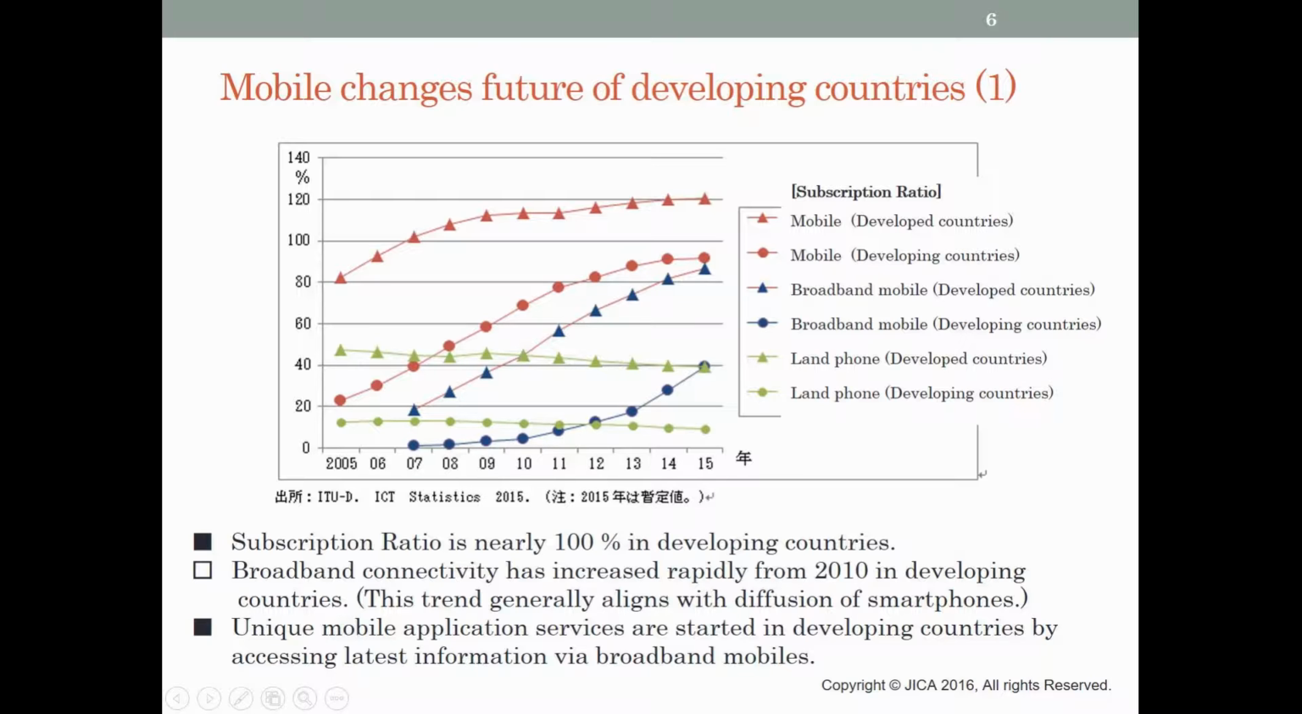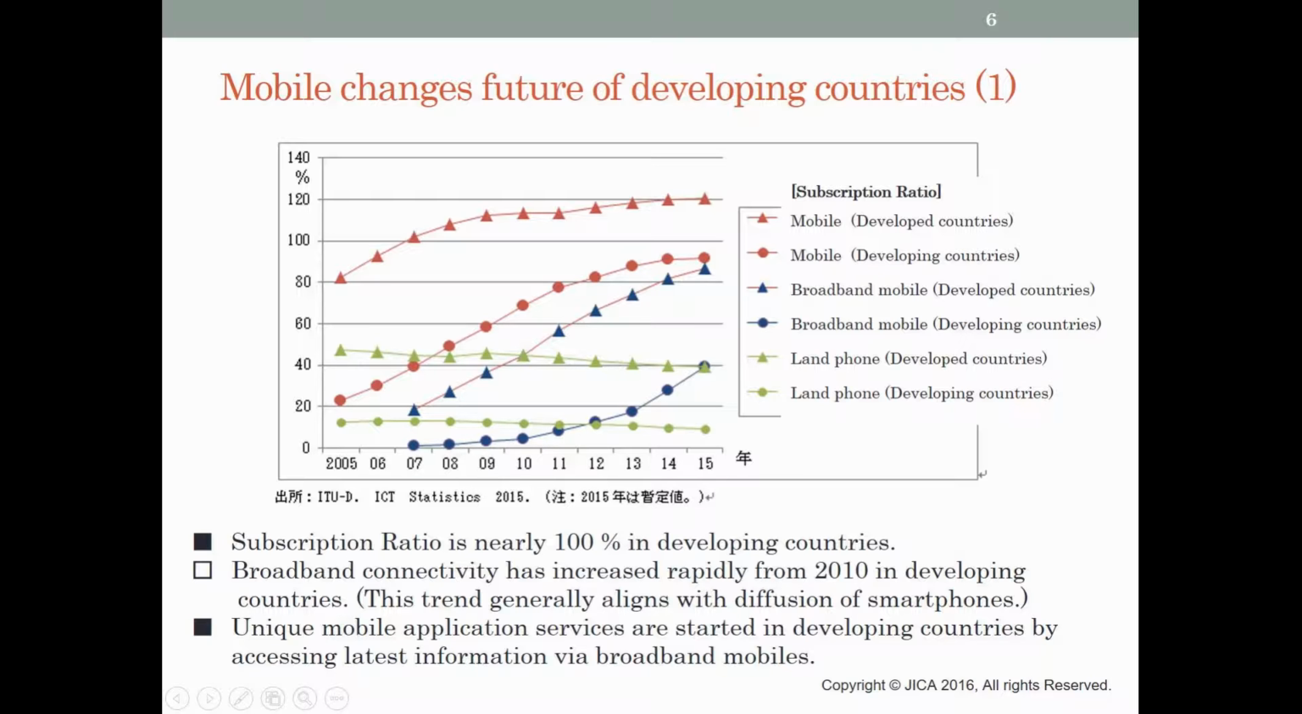One of the important devices is mobile. The graph shows the telephone subscription ratio. As you may know already, the red round dots show the subscription ratio of the mobile phone is nearly 100% in developing countries. Also, blue round dot shows even broadband connected mobile, which most of them seem to be a smartphone, also reached around 40% in 2015 and will be 50% in 2016. So the number of people who have a broadband connection is increasing very rapidly.